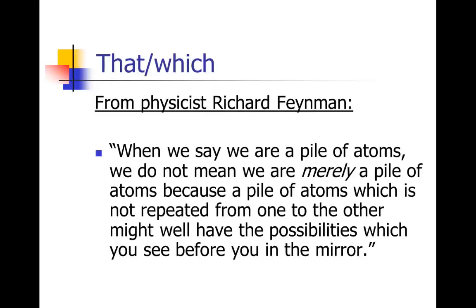And just to show you that even some of the best writers get these little grammar things wrong, the late physicist Richard Feynman was a wonderful writer, also a wonderful researcher. I'll be using examples from his writing in this course as examples of good writing. But here's something he had written. When we say we are a pile of atoms, we do not mean we are merely a pile of atoms, because a pile of atoms which is not repeated from one to the other might well have the possibilities which you see before the mirror. And notice there's two whiches in there. Notice they're not set off with commas. Those are actually essential pieces. So actually both of those should have been thats. So even the best of us get these things wrong occasionally, but pay attention, try to get them right when you can.